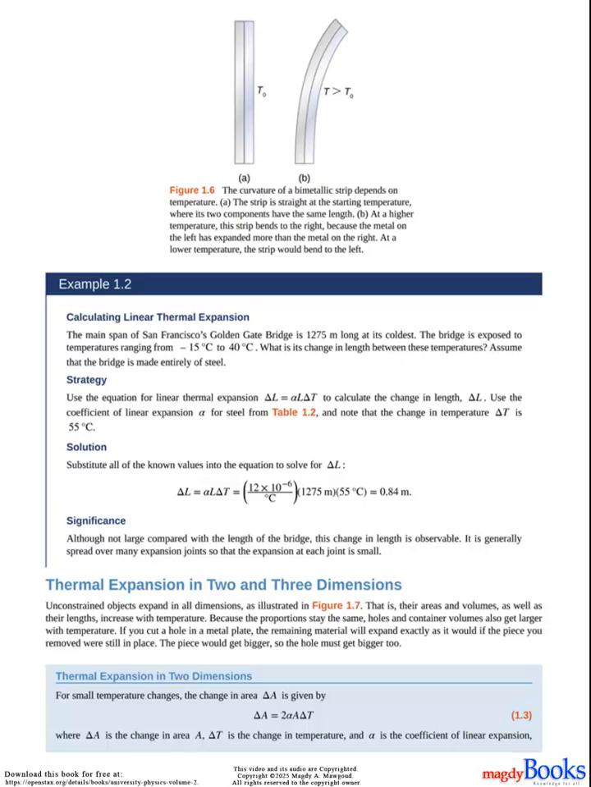Solution. Substitute all of the known values into the equation to solve for delta L. Delta L equals alpha L delta T equals, open parenthesis, 12 multiplied by 10 to the power of negative 6 over degrees Celsius, closed parenthesis, multiplied by, open parenthesis, 1275 meters, closed parenthesis, multiplied by, open parenthesis, 55 degrees Celsius, closed parenthesis, equals 0.84 meter.